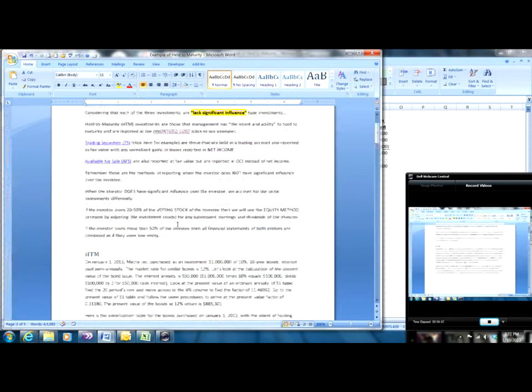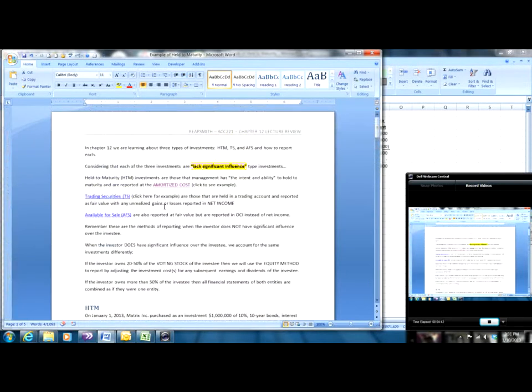Okay, let's go back up to trading securities. Trading securities are those that are held in a trading account and reported at fair value with unrealized gains and losses actually reported in net income. Okay, so if we are a company that closes every month, then we will report that every month if there's anything to report.